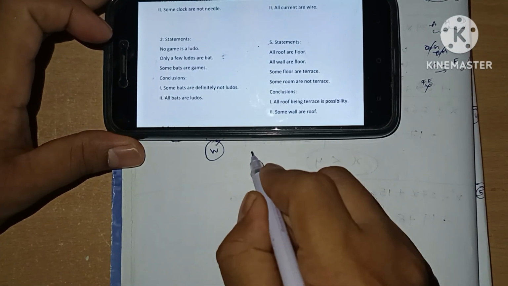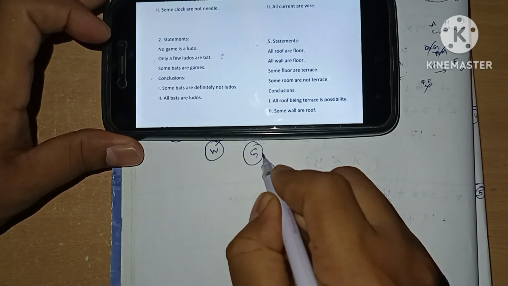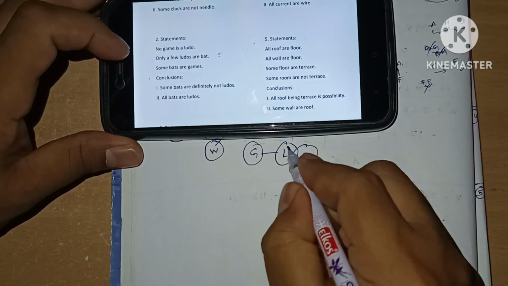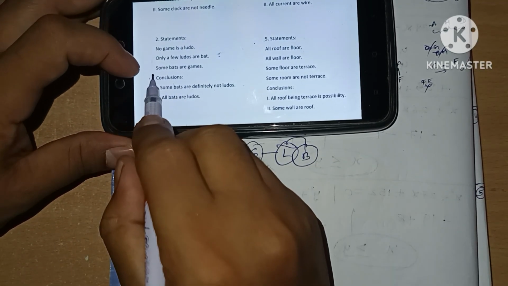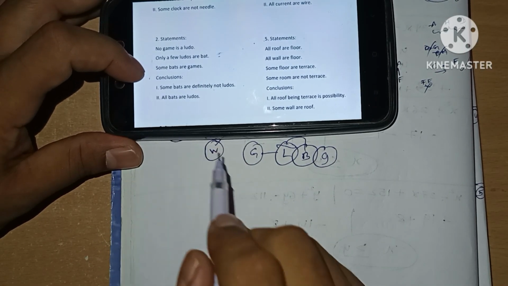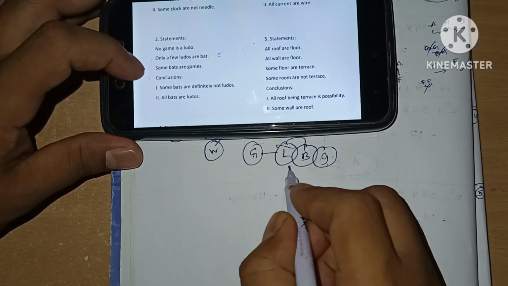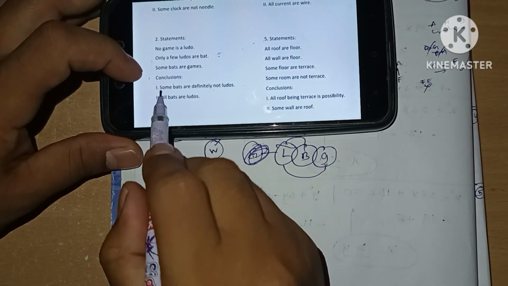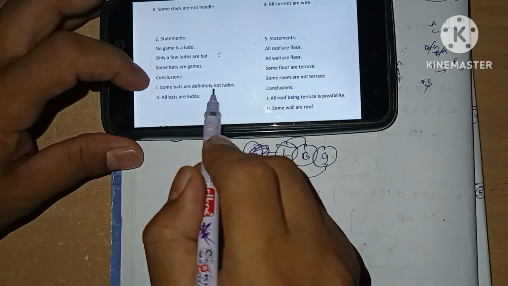No game is Ludo. Only a few Ludos are bat. Some bat are game. Wait a second. This is game and this is game. So connection between these two is no. Okay. Let's see conclusions. Some bat are definitely not Ludos.